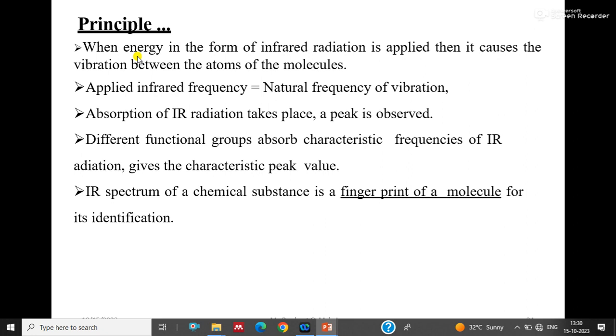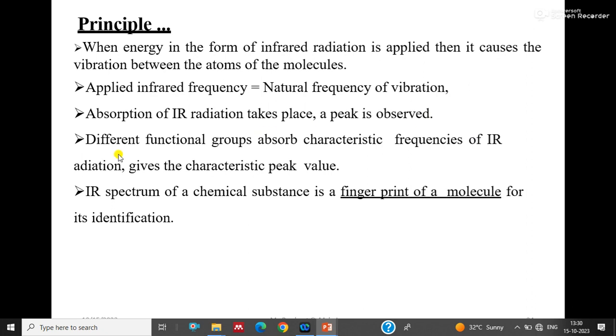When energy in the form of infrared radiation is applied, it causes vibration between the atoms of the molecules. In the case of the UV region, the electrons present in the atoms or molecules are going to excite. But in this case, the energy is not that sufficient. So in case of IR radiation, the molecules are going to vibrate. Then absorption of IR radiation takes place and a peak is observed. Based on the different functional groups, you are going to get different peaks.